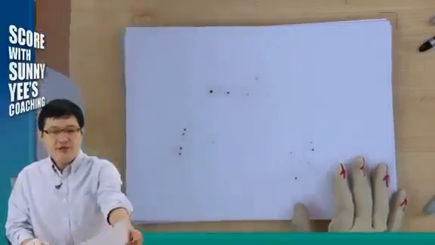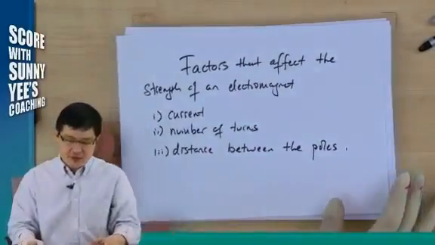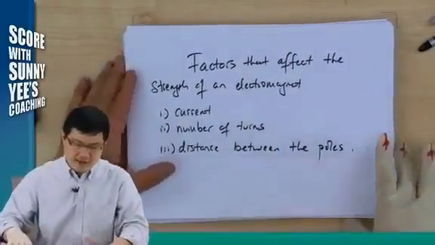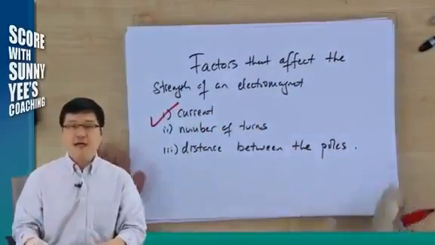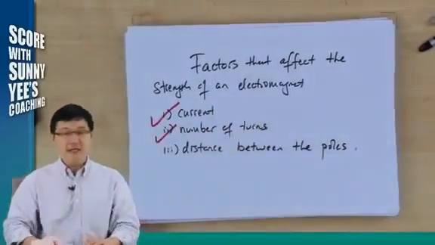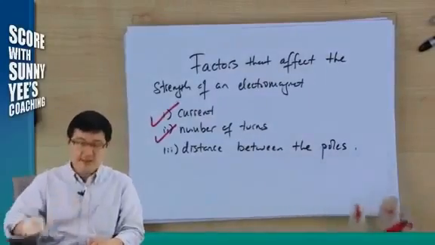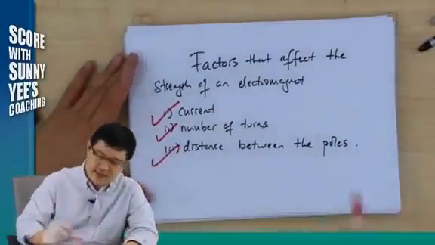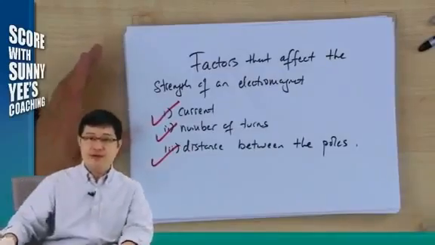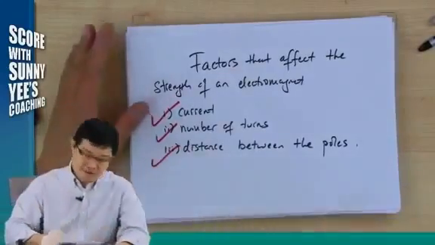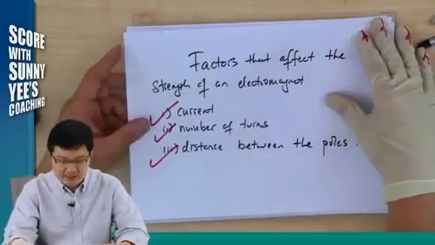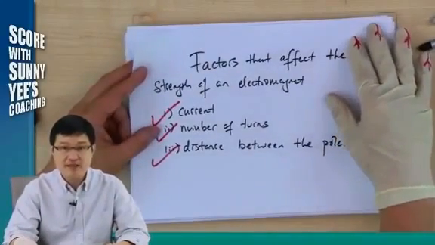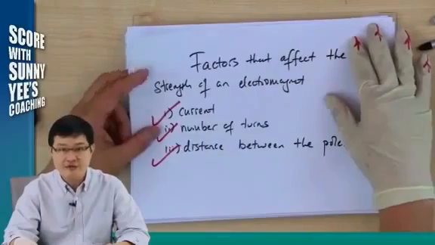Okay, so the factors of the strength of an electromagnet depend on, as I said, the current, the number of turnings, and the distance between the poles. The nearer, the stronger. The further, the weaker it is. So these are the three factors.